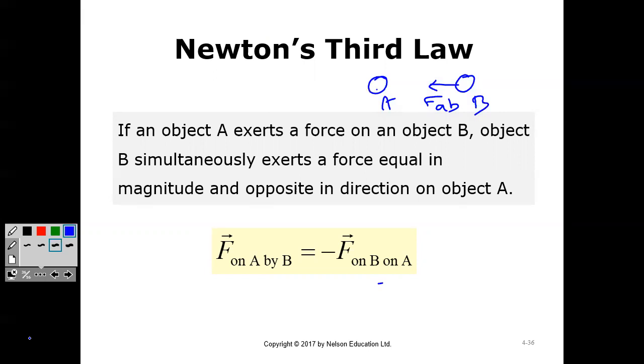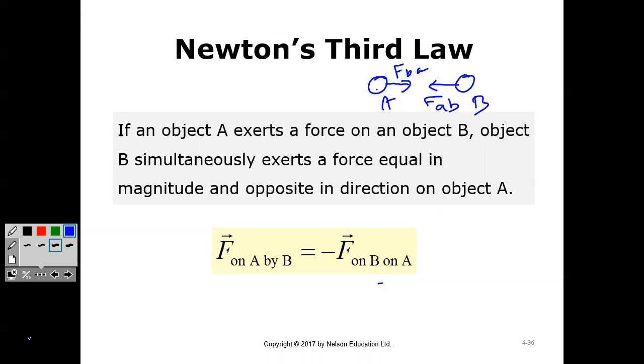Is that the end of the story? No. B will return it. The interaction is always mutual. When A exerts a force on B, B in return will exert a force on A. This is what happens. And not only that, Newton said more than that. He said these two forces will be equal in magnitude, opposite in direction. This is Newton's third law.